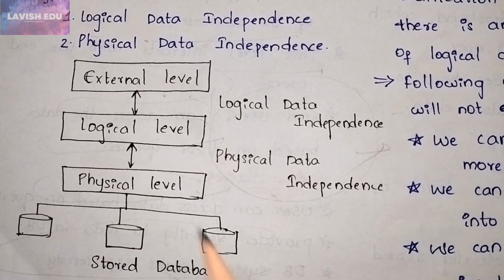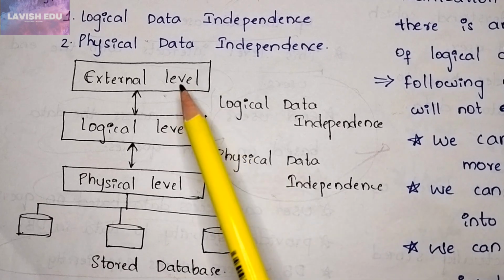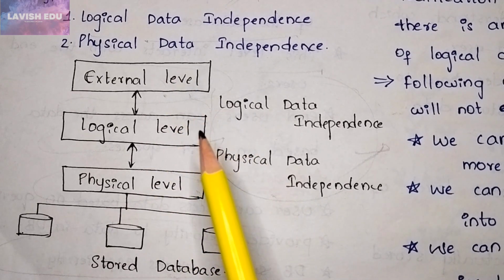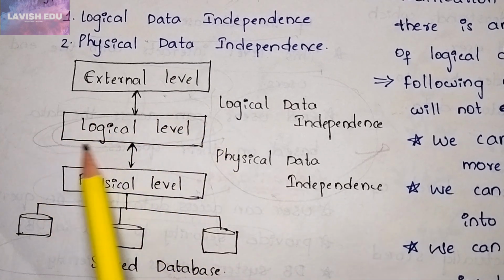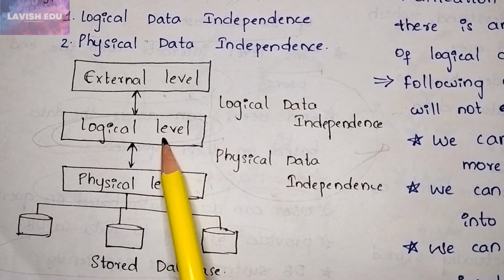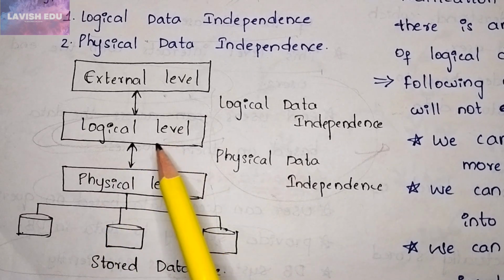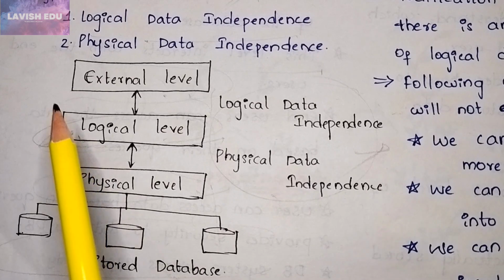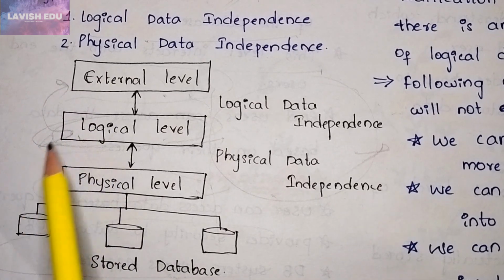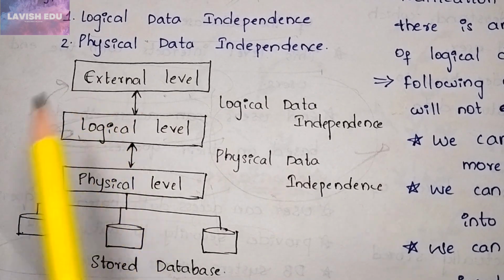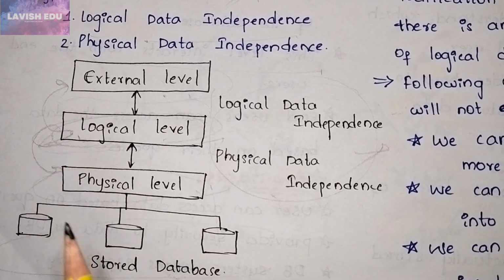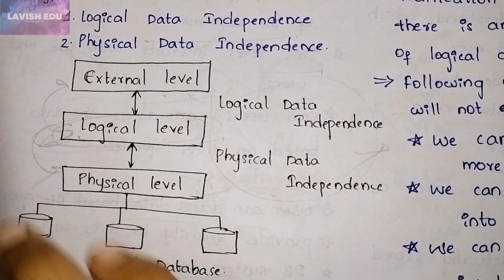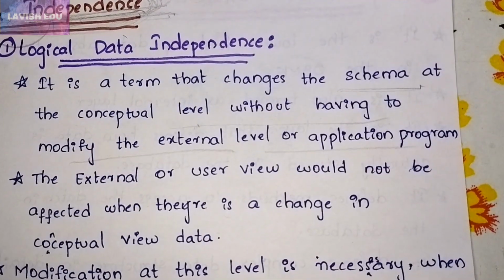As we can see here, the logical level is connected to both the physical level and the external level. Suppose we want to change data at the logical level. Logical data independence says that if we change data at the logical level, it won't affect the external level or the physical level. It simply won't disturb the same data in the external or physical level. This is called logical data independence.